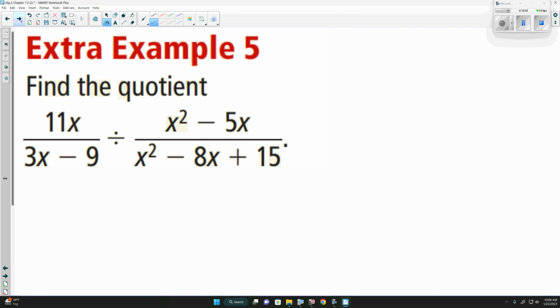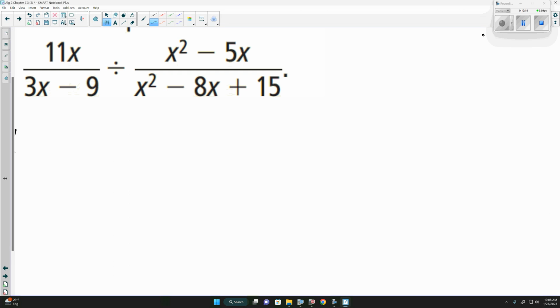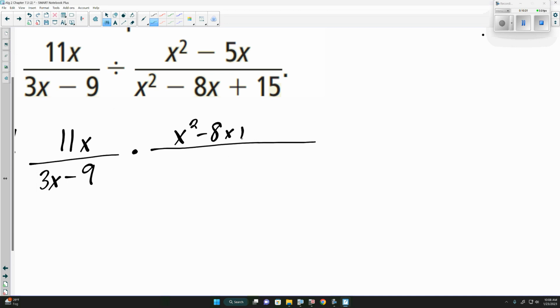11x over 3x minus 9 divided by x squared minus 5x over x squared minus 8x plus 15. And again, the first thing we can do is rewrite this. So 11x over 3x minus 9 times, and we flip the second one. So the second one's now going to be x squared minus 8x plus 15 over x squared minus 5x. Because when we divide two fractions, we change it from division to multiplication and flip the second.